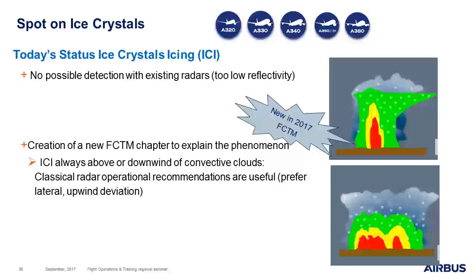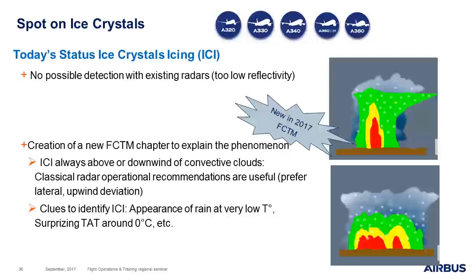Ice crystal icing is always located above or downwind convective clouds. That is why classical radar operational recommendations are useful. These recommendations say to prefer lateral and upwind deviation. By doing so, you will also avoid ice crystal areas.